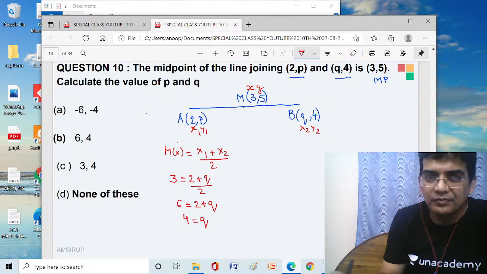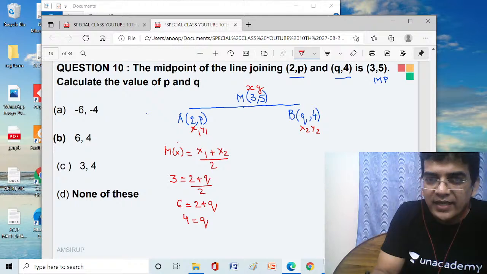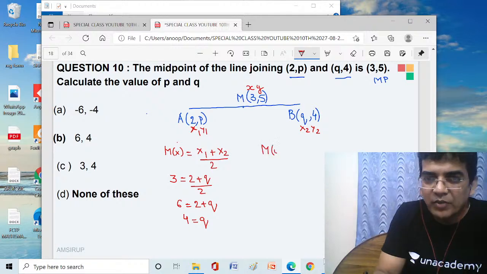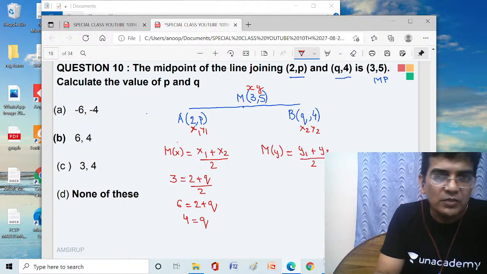Now we need to find the value for P also. Now the second formula, that is the formula for the y coordinate. The formula for the y coordinate is like this: y1 plus y2 upon 2. This is the formula for the y coordinate.